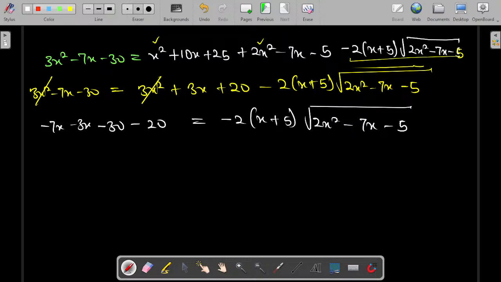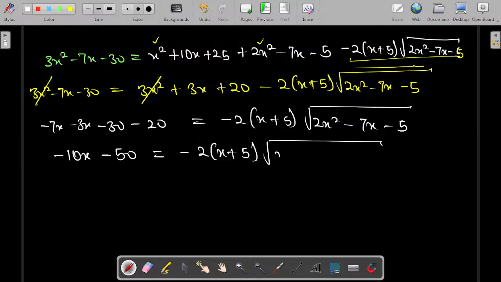Minus 7 minus 3 will be minus 10x. Minus 30 minus 20 will be minus 50. And that is equal to minus 2 into x plus 5. Okay. So here you have 2x squared minus 7x minus 5. Beautiful. So what do we do? There are common terms on the left hand side.